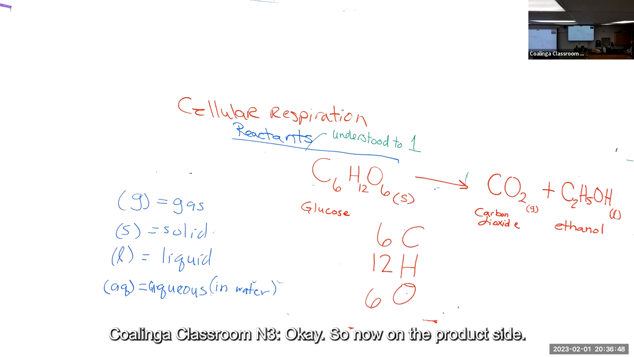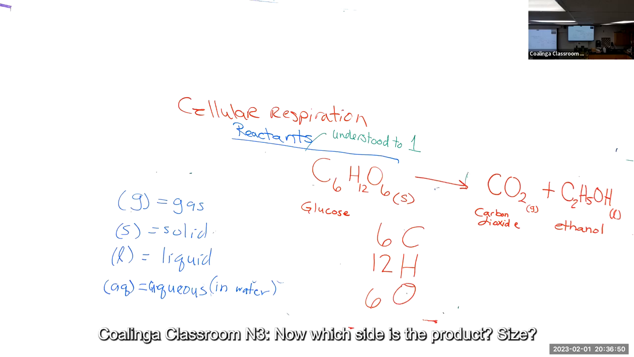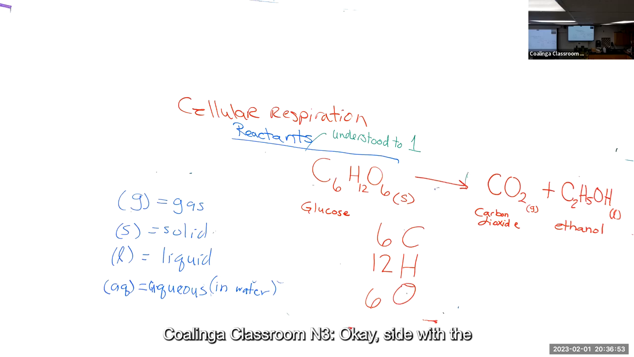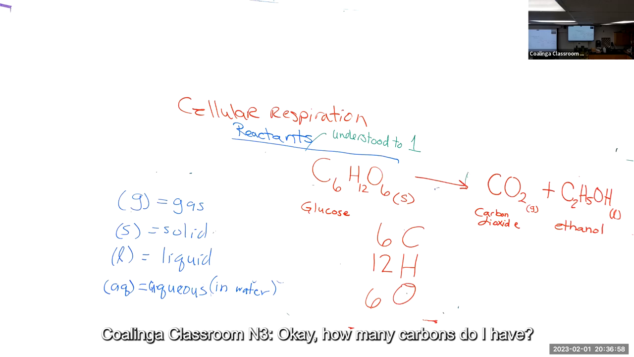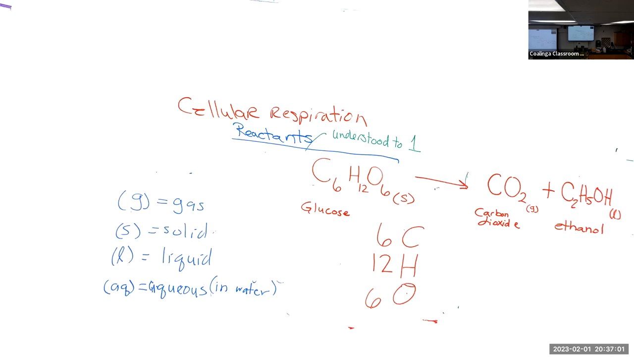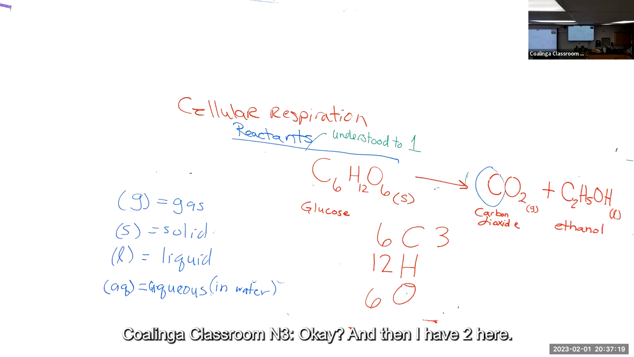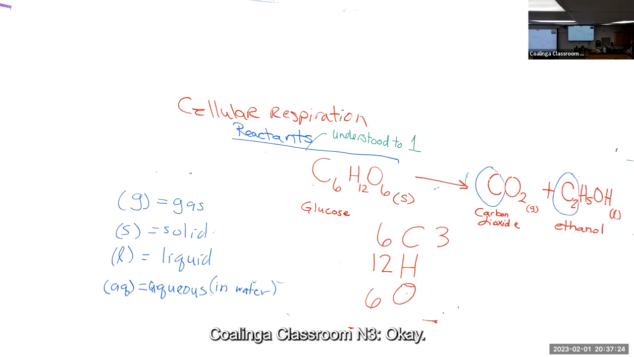Now on our product side, which side is the product side? The side with the ethanol and the carbon dioxide. How many carbons do I have? Three, because I have one here, one there, and then two here. That's how I got my three.